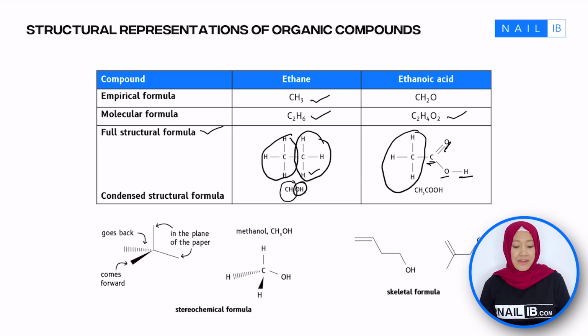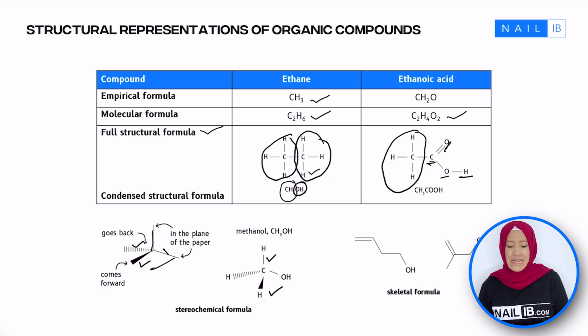And we have another formula, which is the stereochemical formula. It shows the 3D formula. The full structural formula is only 2D, but the stereochemical formula is 3D. So it shows the bond that is pointing out of the plane of the paper, this one, and this one pointing into the plane of the paper, and the other two are in the plane of the paper. This is the example of methanol.